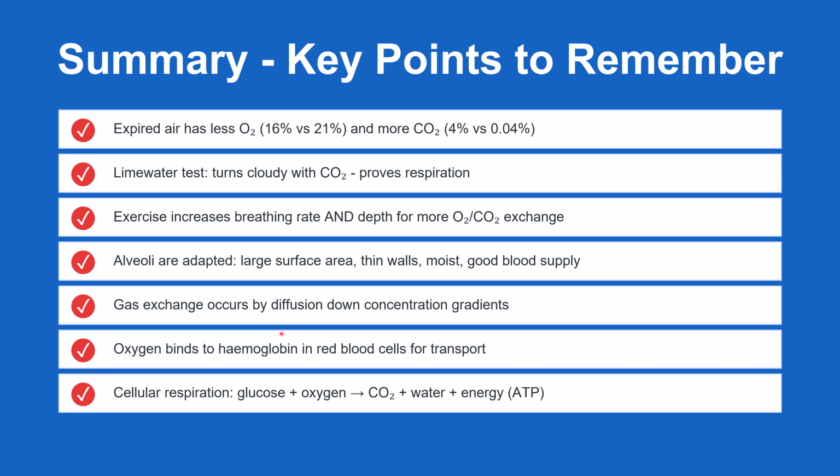Gas exchange occurs by diffusion down a concentration gradient. Oxygen binds to hemoglobin in red blood cells for transport. Cellular respiration: glucose plus oxygen makes carbon dioxide, water, and energy.